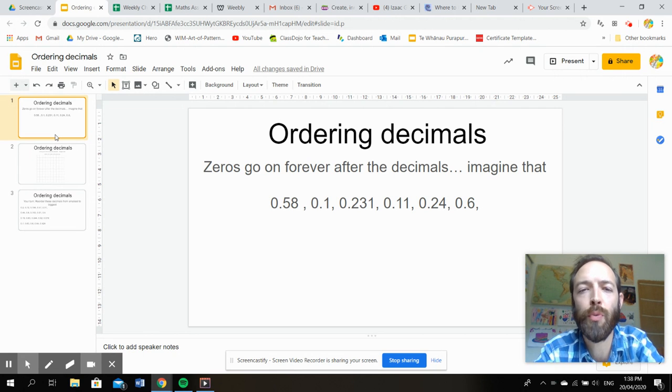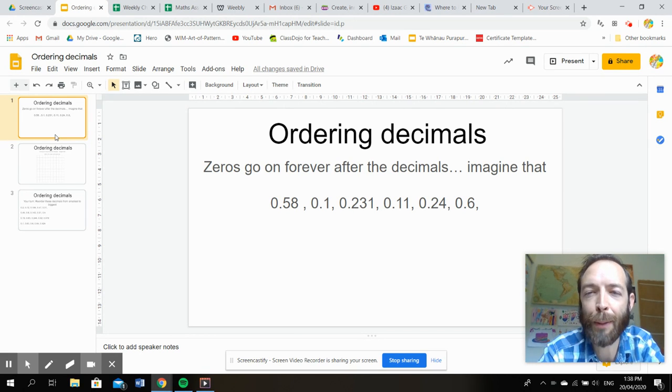The catchphrase, or the thing I really want you to remember today, is zeros go on forever after the decimals. Imagine that, and actually do imagine that. That helps if you sort of pretend like those zeros are there. It's a good little trick. So we'll come back to that. First, we just want to look at decimals.